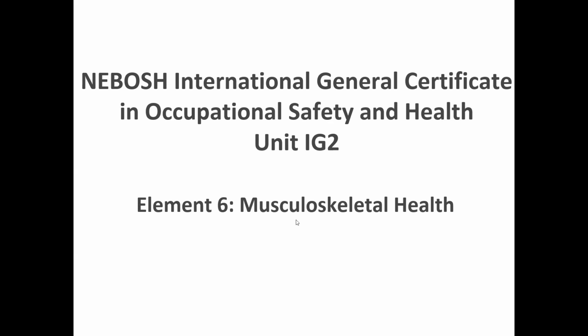Okay, so IG2 element number 6. This discusses musculoskeletal health. Musculoskeletal health, as is obvious from the name, comes from the muscles connecting the skeleton. So it deals with the health issues related to your musculoskeletal structure, the soft tissue which connects your joints, which connects your bones to each other, which connects your skeleton. That is called the musculoskeletal structure, and we're going to discuss the musculoskeletal health hazards in this presentation.